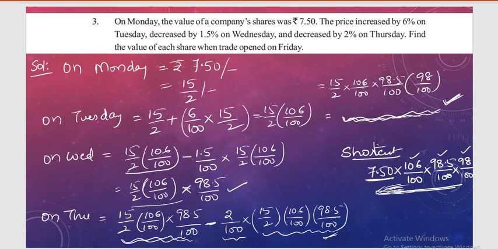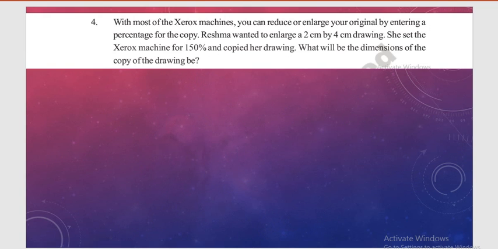Okay, next moving on to question number 4. So in question number 4, what has he given? So you know Xerox machine. Using Xerox machines we can increase the size of the copy or decrease the size of the copy. Now there is one girl called Reshma, and she has a picture whose breadth is 2 centimeters and length is 4 centimeters. So she has drawn a diagram.